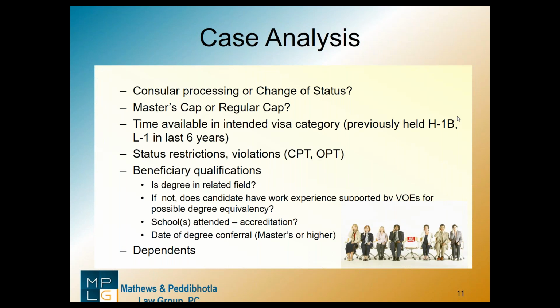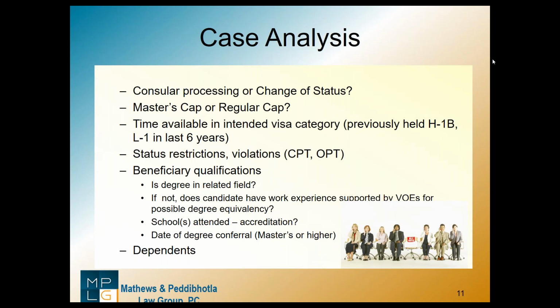And then the other thing we look at is the time available in the visa category. So usually this doesn't affect most of your candidates, but you might have someone who may have previously held H-1B in the past, or an L-1 in the past, L-1A or L-1B in the last 6 years. And those dates do affect how much time they are able to use with this new CAP petition. So this doesn't happen very often, but we do see them. So if there is a situation like that, we'll reach out to you and give you an analysis.